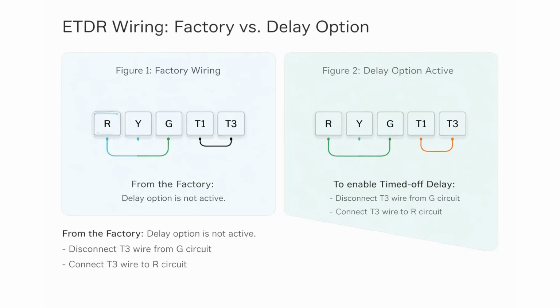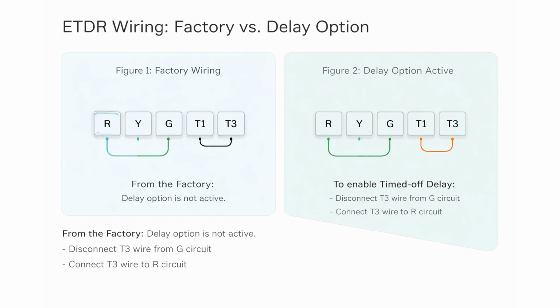Out of the box, the ETDR is wired so the delay option is inactive. In this factory configuration, voltage from the thermostat G terminal hits both T3 and T7, closing the K1 contacts. When the thermostat demand stops, both circuits immediately de-energize.